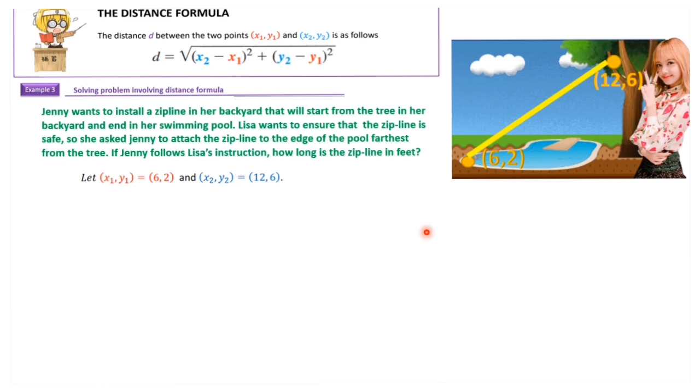Now, there's a disclaimer also. It doesn't matter which one is your first point or your second point, as long as you label it correctly. If you don't believe me, you can try to make 6, 2 your second point and 12, 6 your first point. And if you do it properly with your substitution, your answer will still be the same.